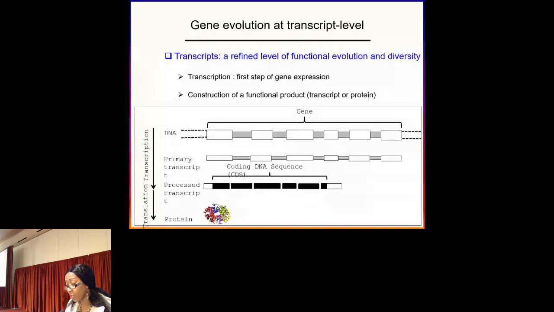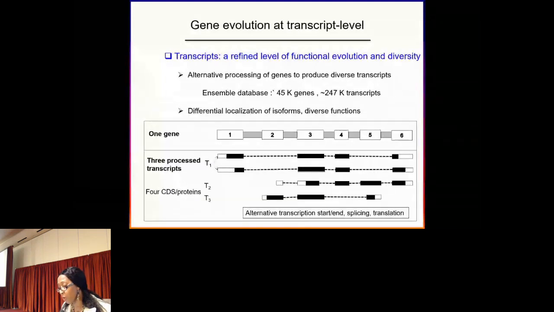And there is also the fact that the alternative processing of genes allows to produce diverse transcripts, so diverse functions for the gene. For instance, we can notice that in the Ensembl database currently we have 45 thousand genes for the human genome compared to 247 thousand transcripts. So you see that for a small number of genes, we may have a huge number of transcripts for the genome. And these transcripts actually are localized in different tissues, they're localized at different times, so they often have different functions. And it's interesting to study the evolution of this diverse function.